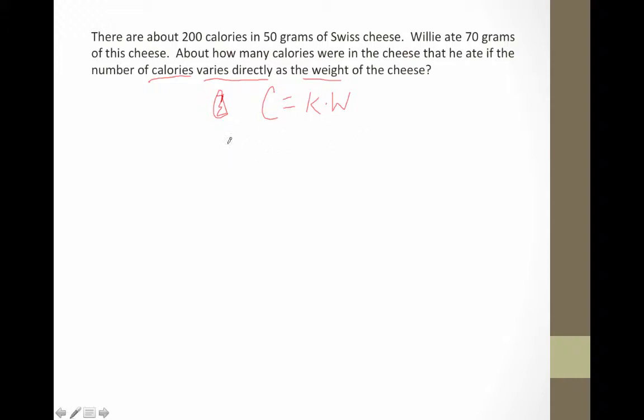The first one says there are 200 calories, so I'm going to plug in 200 for C. We don't know what K is, but that's when the weight is 50 grams. So to solve for K, just like you would for anything else, I've got 50 times it. I want to untimes that. Untimesing is dividing. So we're going to divide by 50. 200 divided by 50 is 4. So K is 4. So now I'm going to rewrite the general equation just putting that in there. So the general equation then is C equals 4W.